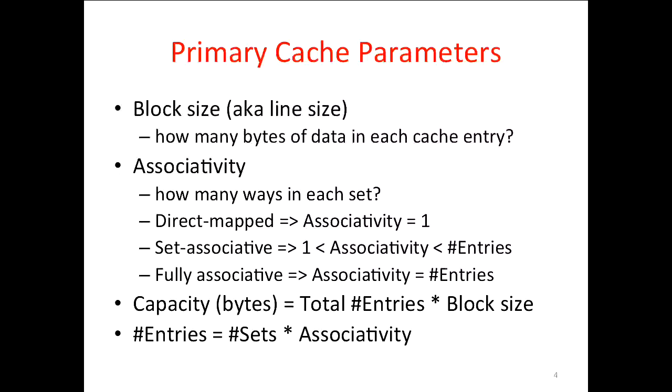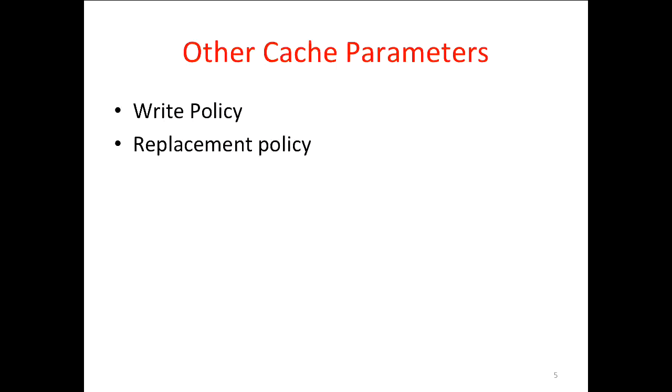Now, there are a lot of other more detailed parameters, and we'll talk a bit more about two of them right now. One is the write policy, how are writes, or stores, handled in the cache system. And then also the replacement policy, which is what you do when you get a miss to select which line you're going to kick out. Because remember, you always have to kick out a line if you're bringing in a new line. The cache has finite fixed capacity.